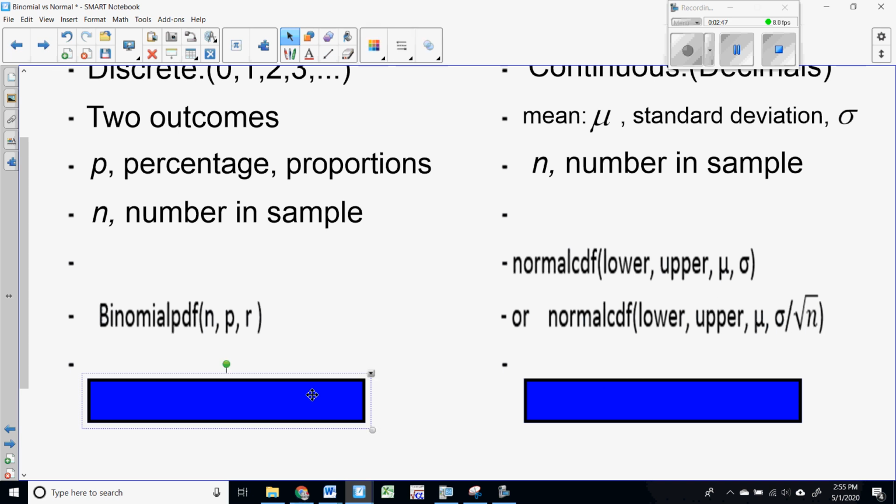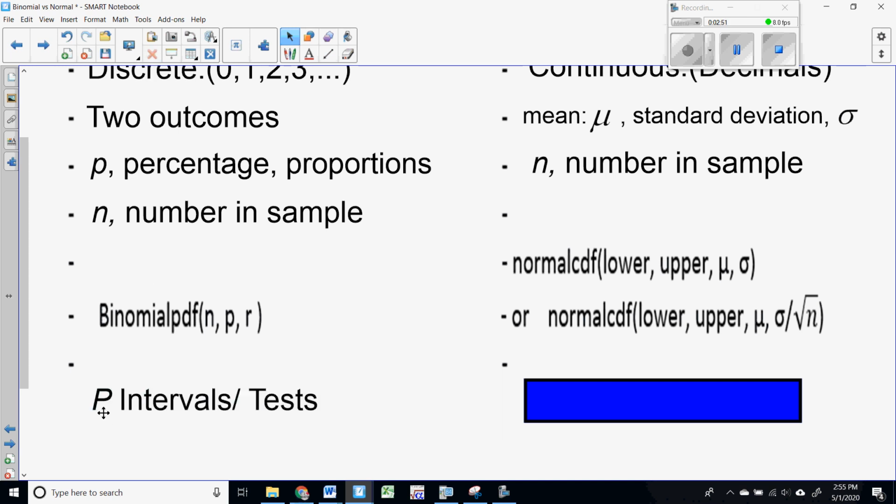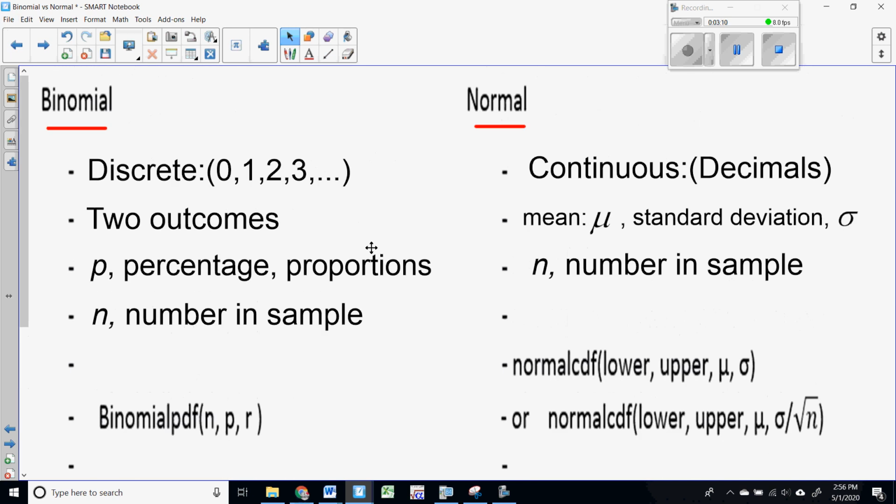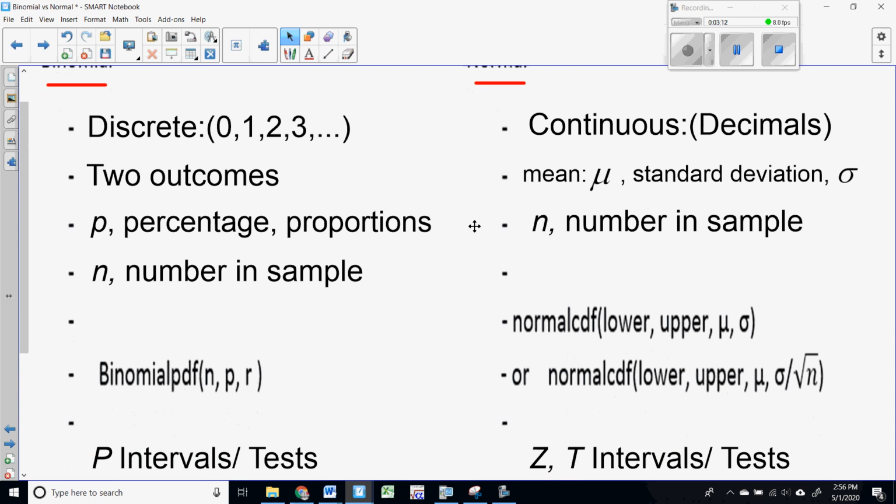Now, as we go forward, binomial distribution is what we use when we do a p-interval or a p-test, when you think of doing those on your calculator. Normal distribution is what we use for a z and a t, whether we do a z or a t confidence interval or a z or a t hypothesis test. There are other kinds of probabilities besides these two. These are the two that are built into our calculator, the two main ones we've looked at all year.